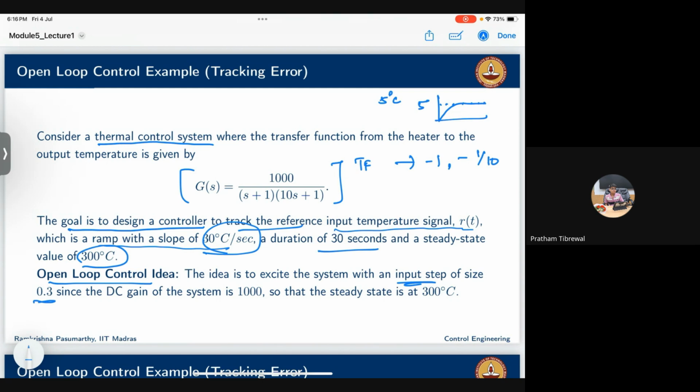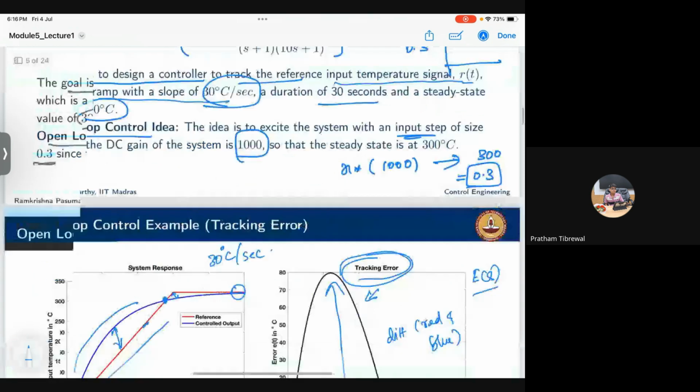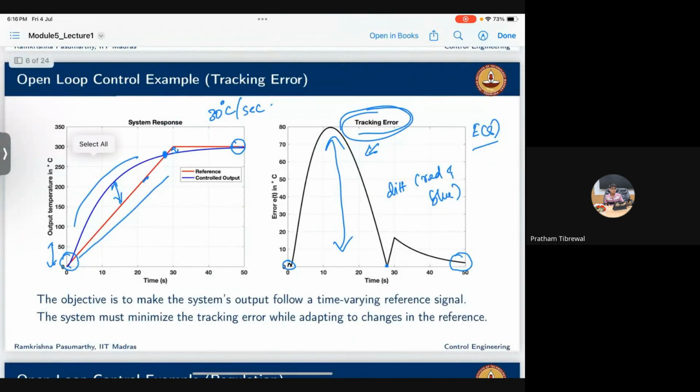we have this 1000 in the numerator, right? If I want the steady state value to go to 300, what changes can I make to this 1000 to make it 300? You have to think in that way. Just 300 by 1000, right? So this will give you 0.3. So you have to make an input such that its step size, since it is going to be a continuous signal and we are considering it as a step signal, should be 0.3. That's how we are calculating it. I think we have discussed this previously.